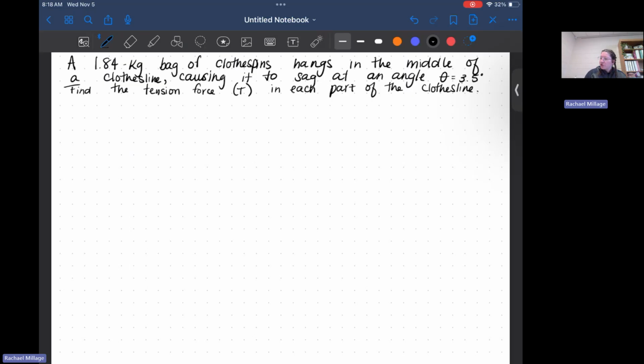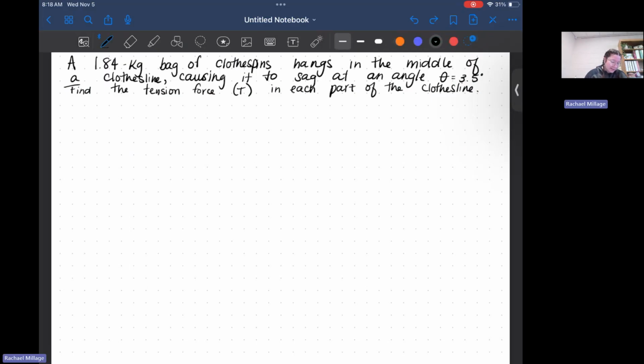All right, so now we have to do a little bit of trig as well. What we're trying to do is find the tension in each part of the clothesline. What do we know about tension? It's the same across everything. So even though it sounds like we're trying to find a bunch of things, we're just trying to find tension. Tension is going to be the force.